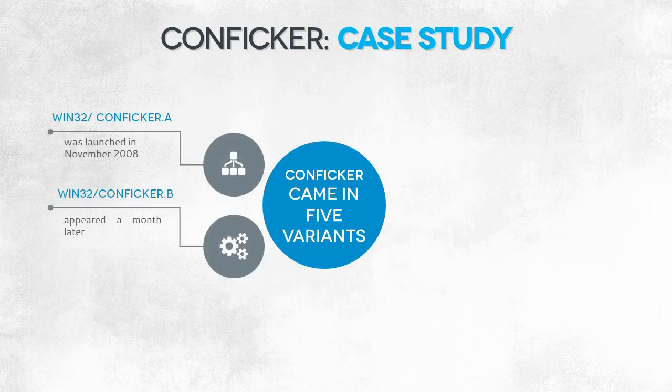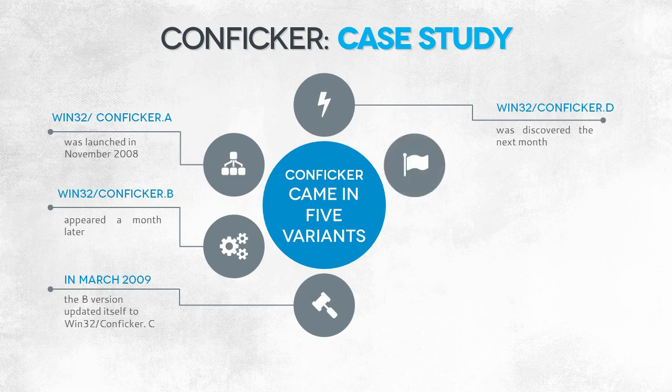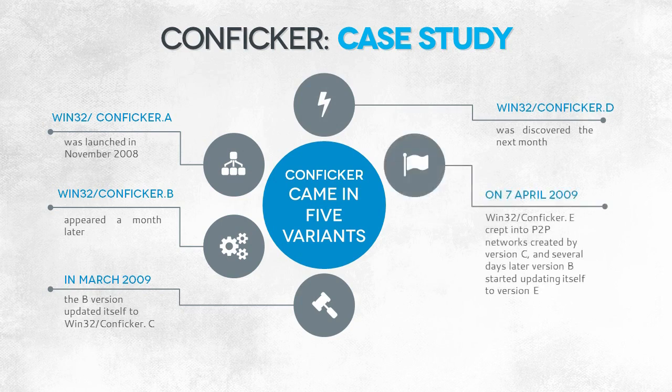Conficker had 5 known versions. It's rather interesting that the versions would update quickly. For example, if you were infected with version A, it would almost immediately update itself to version C.